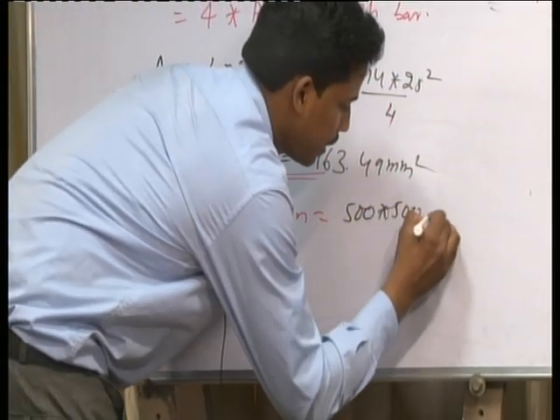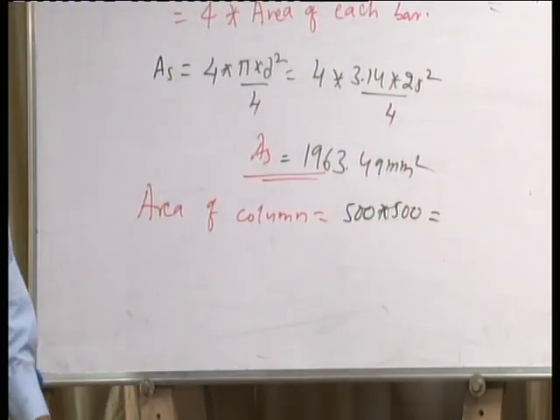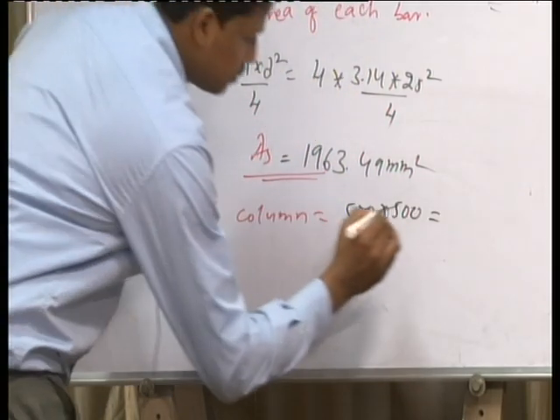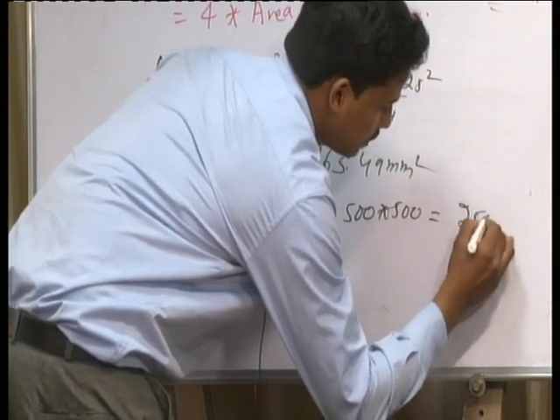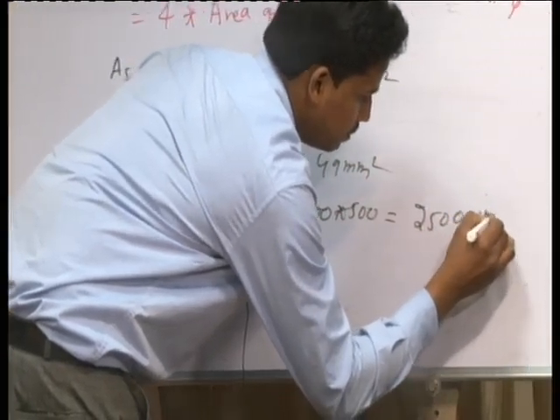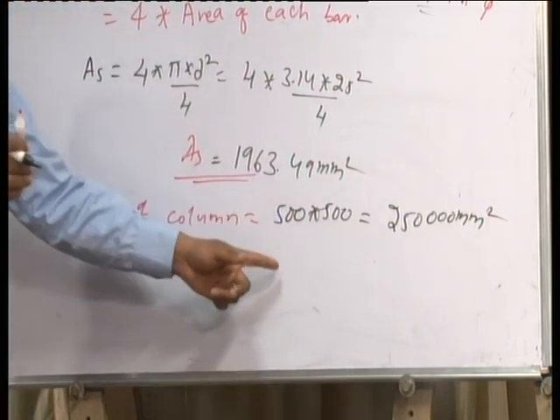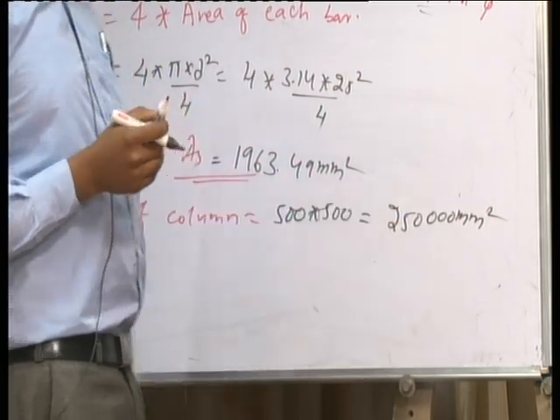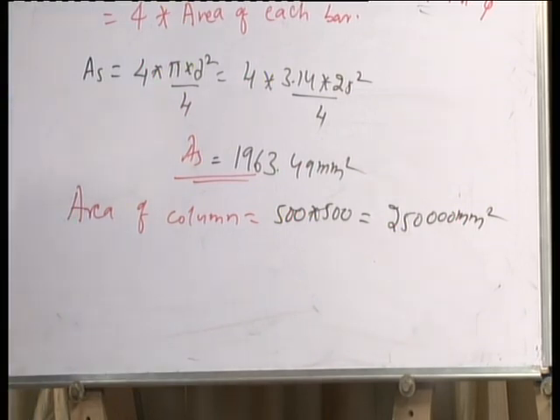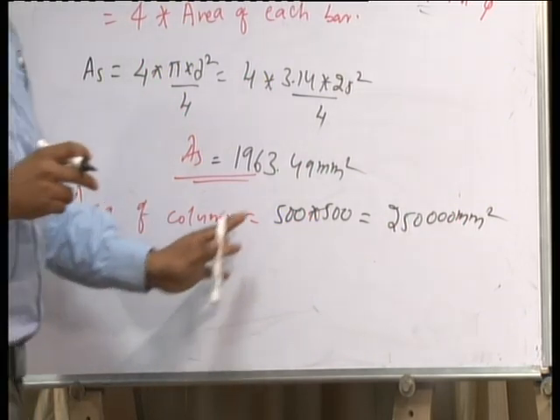500 by 500 mm. We will get the area of the column as 500 by 500 mm, which is 2,50,000 millimeter square. This is the area of the column.